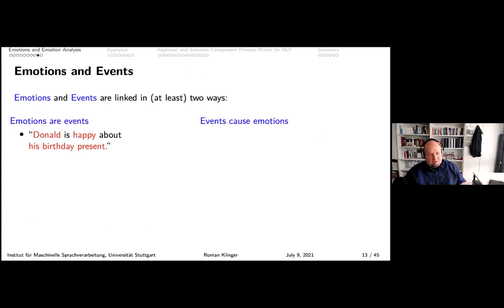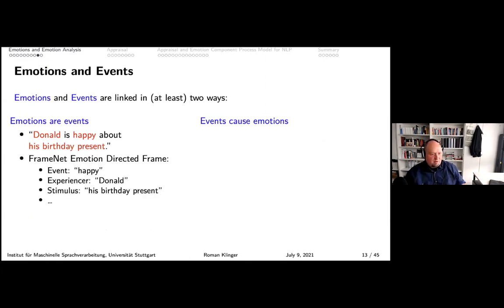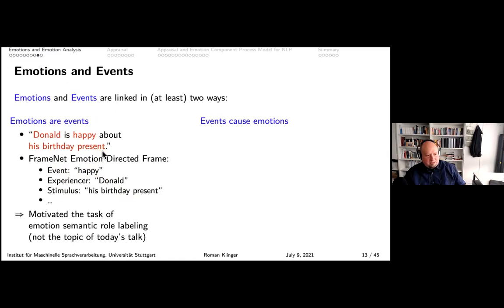Emotions are events. When you think about events in natural language processing, you could come to frame semantics, and then a sentence like "Donald is happy about his birthday present" could be analyzed with a semantic role labeling tool or with a FrameNet emotion directed frame. And you recognize that there's an event triggered by the word "happy" here, that then there's an argument to this event, which is an experiencer, and there's a stimulus, which is his birthday present here. And this motivated the task of emotion semantic role labeling, which receives quite some attention, particularly in Mandarin, actually, but also in English. But this is not what we want to talk about today.